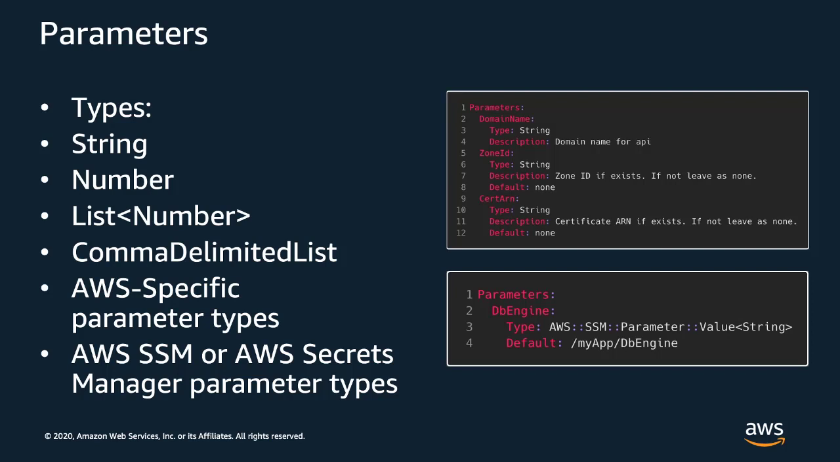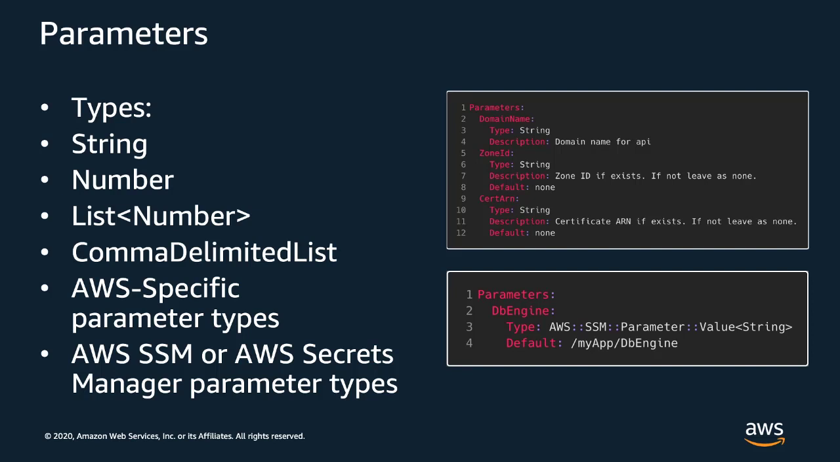And there's a couple of things you can do. First of all, understanding the types of them. The types are, you can pass in a string, a number, a list of numbers, a comma delimited list, and then you can pass in AWS specific parameter types. These are going to be resource types like a VPC ID or a zone ID, something like that. And then you can pass in from SSM, from AWS SSM or AWS Secrets Manager parameter types.